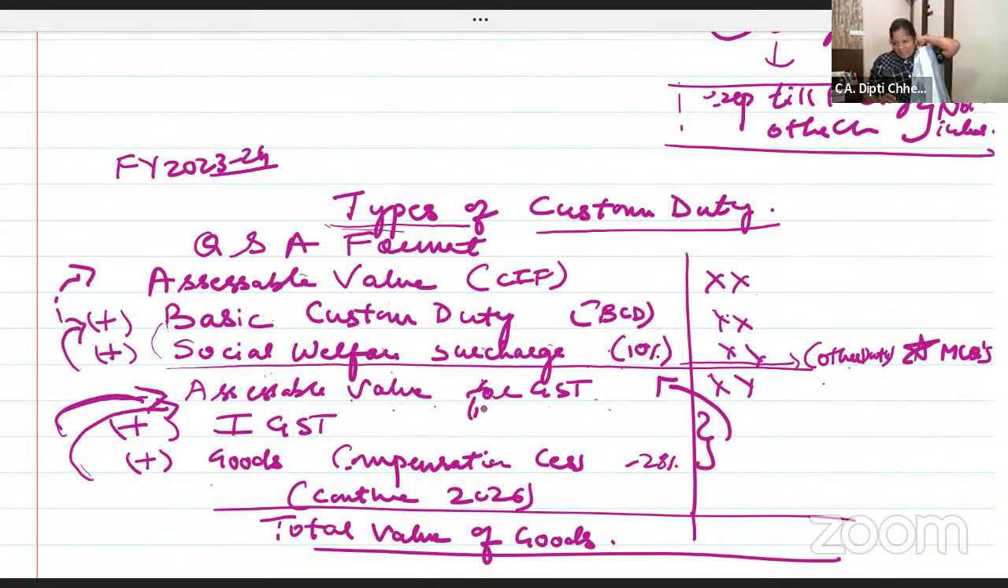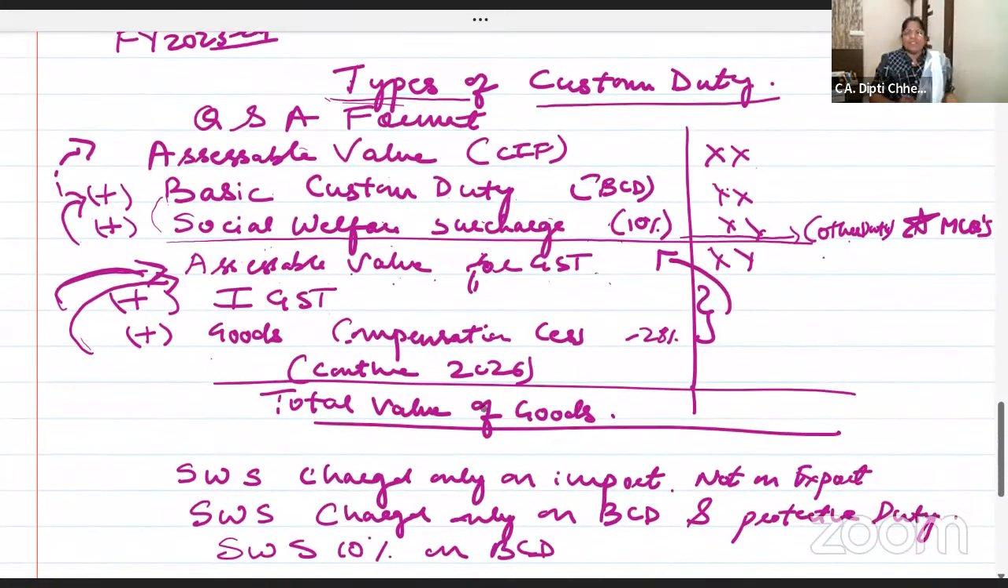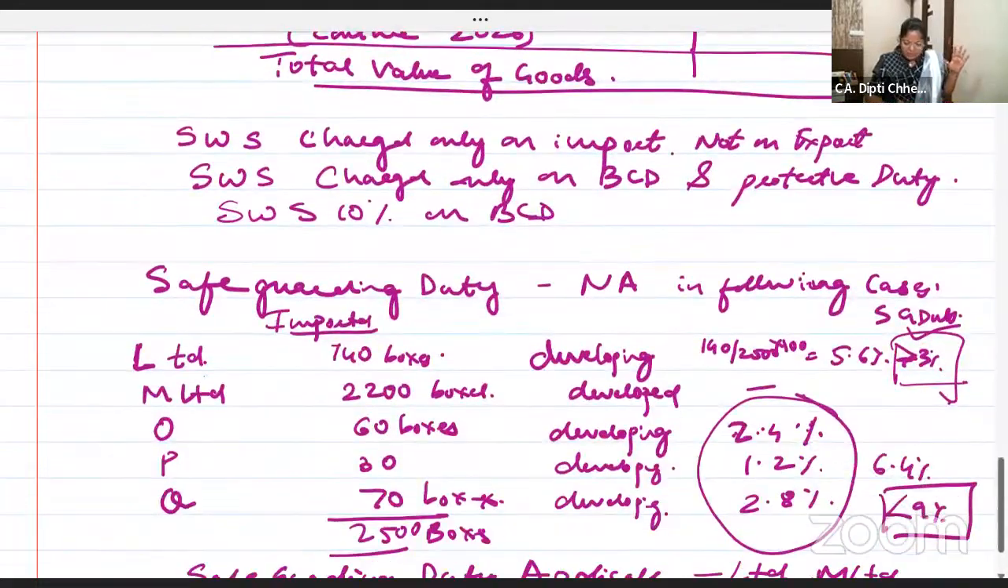Import of goods is treated as integrated, like IGST is levied. Import of the goods is treated as interstate sale, and IGST will be levied on the assessable value, including all the duties and the social welfare surcharge. Clear to all of you? Right. And along with IGST, if these are demerit goods, tobacco and all, then GST compensation cess is also charged, not on IGST, at 28% on the assessable value. So you get the total value of the goods.